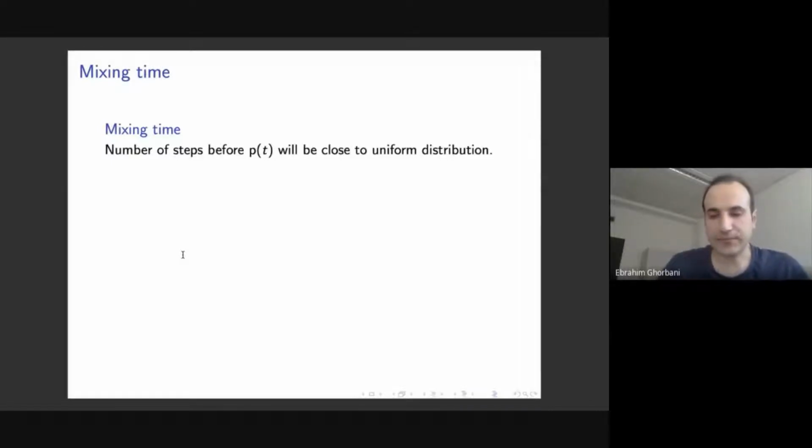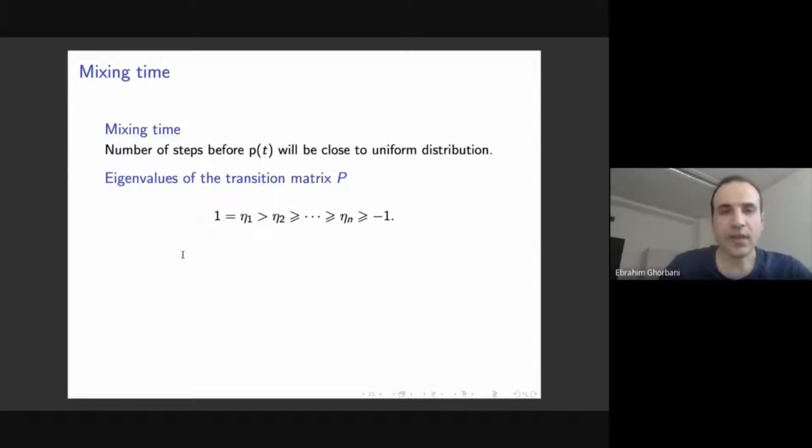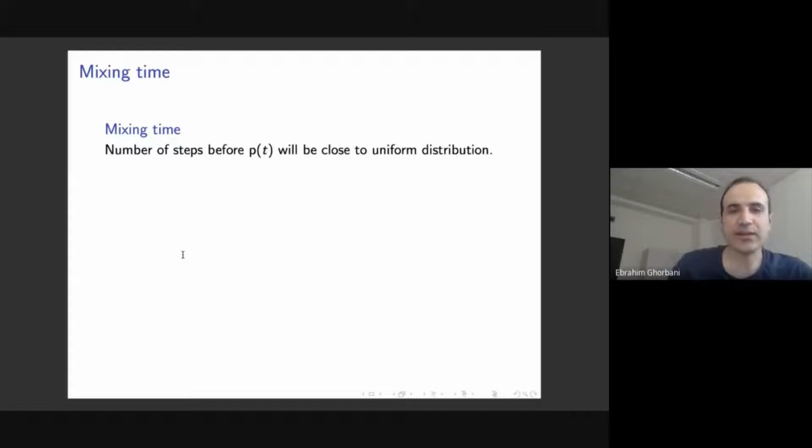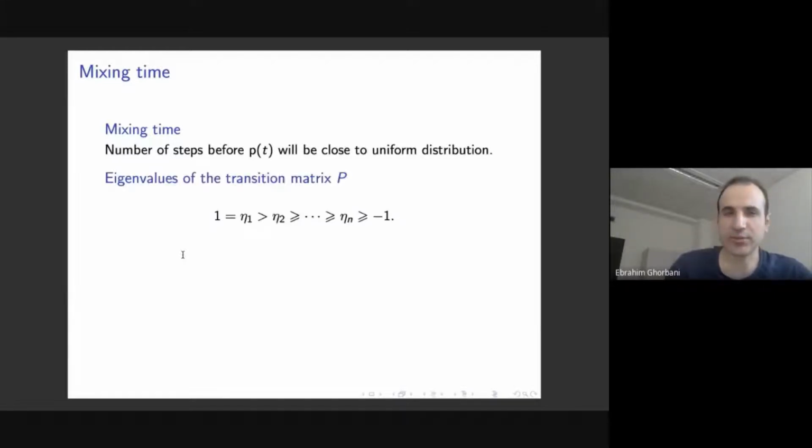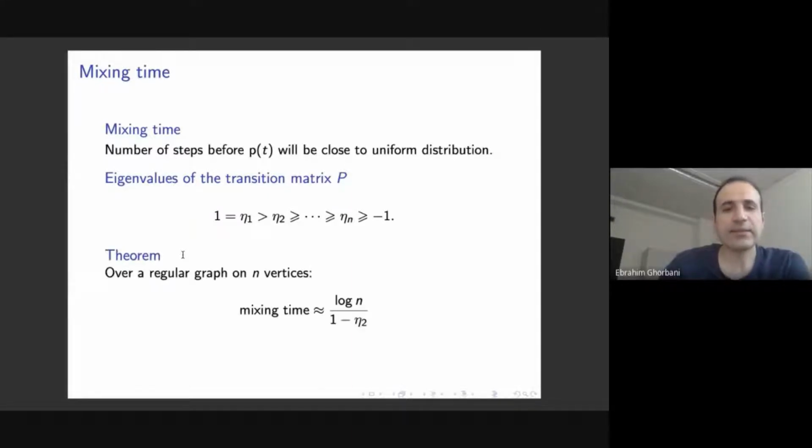So this is just a rough definition. The precise definition requires more parameters, but for our purpose, this is enough. So the mixing time for the random walk has a very close connection with the eigenvalues of the transition matrix P. For the transition matrix, we can see that its eigenvalues lie between 1 and minus 1, and the biggest one is always 1. And it is known that for a regular graph, mixing time is about log n over 1 over eta 2, where eta 2 is the second largest eigenvalue of P.